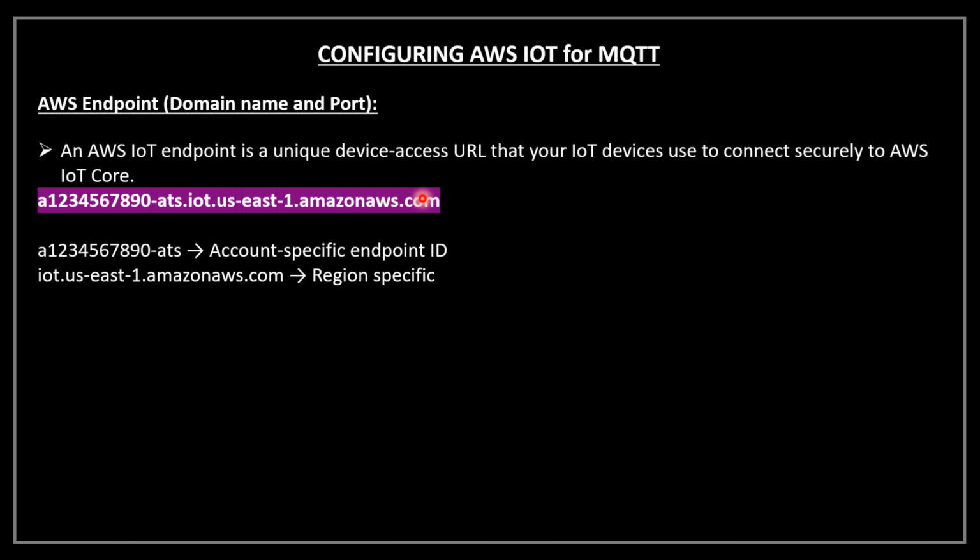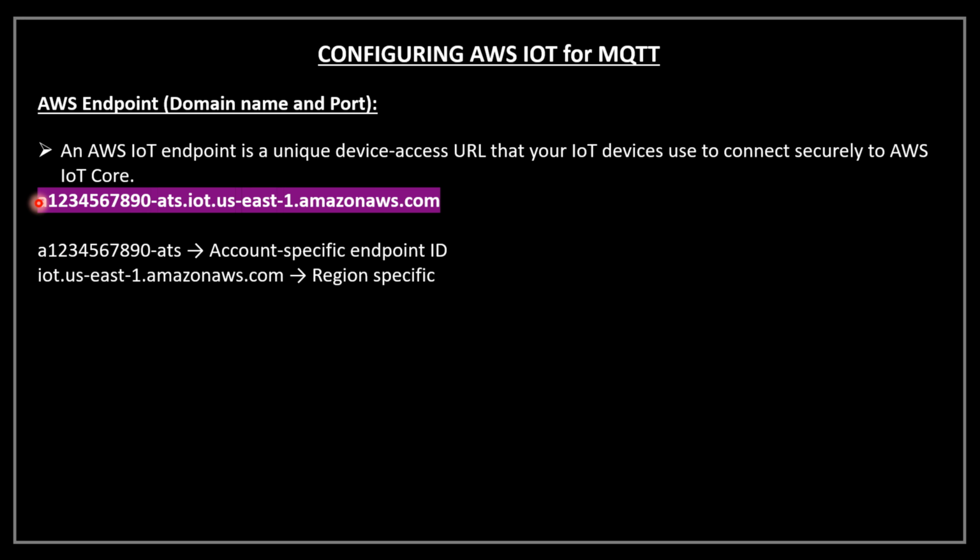securely to AWS IoT Core. So this is how the endpoint looks. Whenever you create an account, every account will have a unique URL or web address which is provided by AWS. This endpoint will stay the same. It will not change for your account.